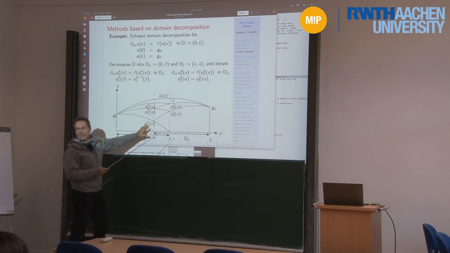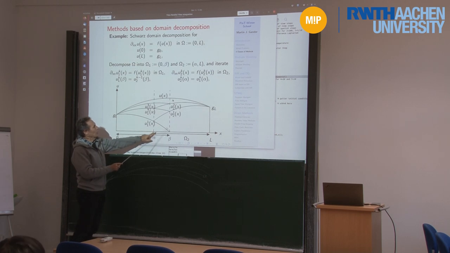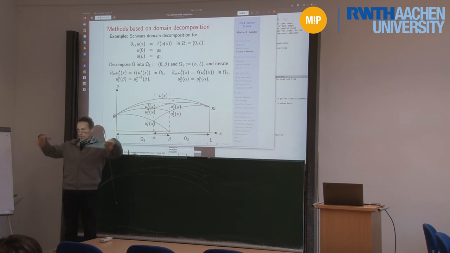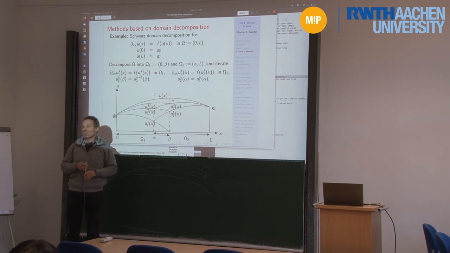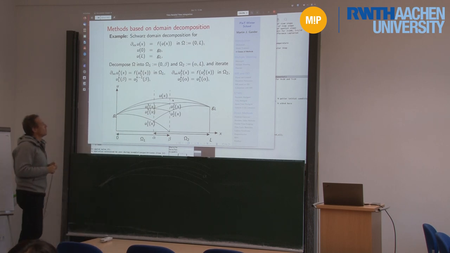You could also do this in parallel. You could start with two values and then both subdomains solve, and you exchange and both solve again. If you have 100 subdomains, you can use 100 processors and 100 things solved, and hopefully you converge to the solution. That's what domain decomposition methods do.